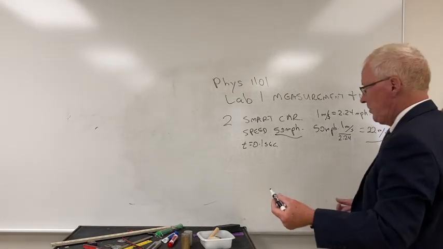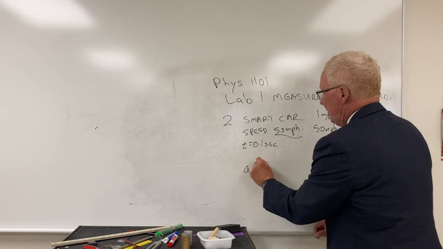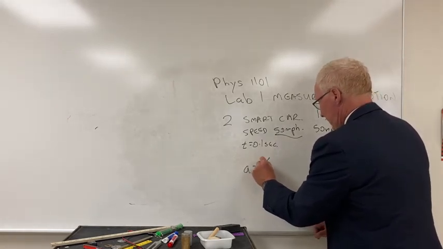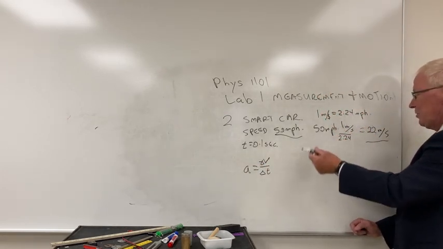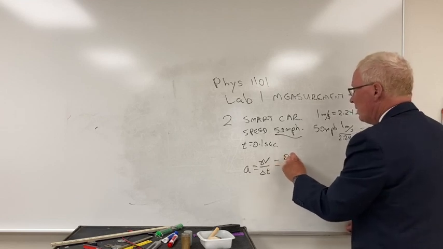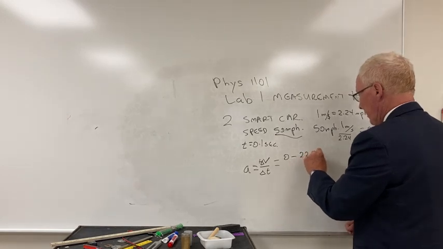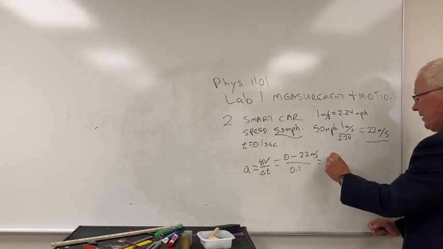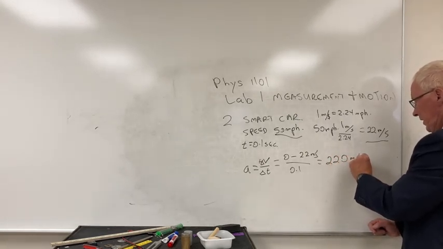Now we're going to see this in chapter 2. The acceleration or deceleration is going to be minus change in velocity over change in time. So it's going from 50 miles per hour to 0 in 1/10 of a second. So that'd be 0 minus 22 meters per second over 0.1 seconds, which is about 220 meters per second squared.